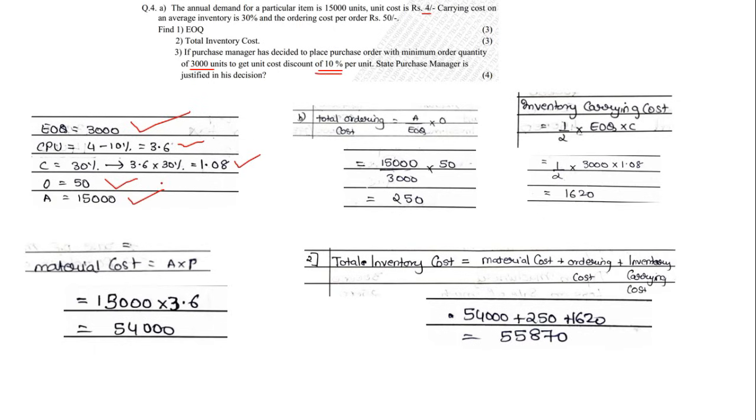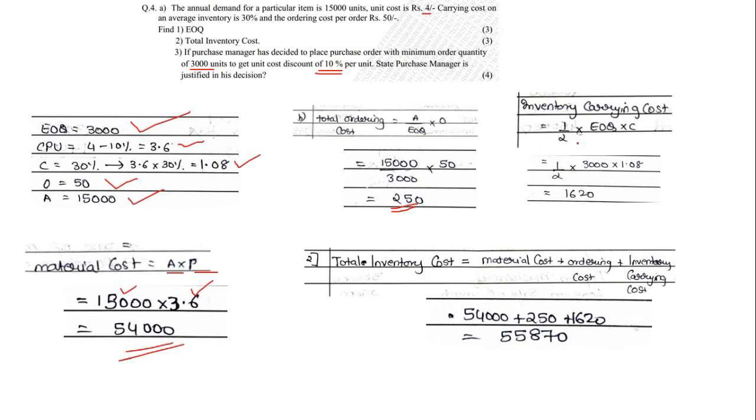Since EOQ is already given, we don't have to re-find the EOQ. We'll start with direct material cost. Material cost was formula A multiplied by P. A is 15,000. P is the new P that we have, that is 3.6 rupees, which comes to 54,000. Next, total ordering cost is annual demand 15,000 upon the new EOQ 3,000, into ordering cost O. So 15 divided by 3 into 50, we got the value as 250 rupees.